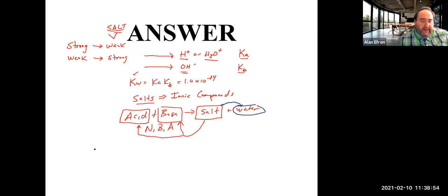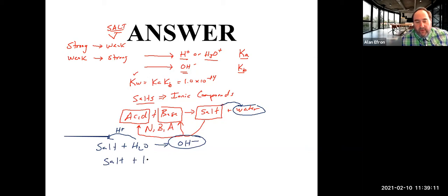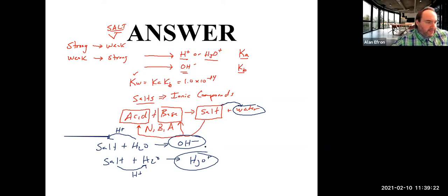So when a salt reacts with water, it will either accept an H plus and produce hydroxide, which would make the solution basic, or if the salt reacts with water and donates the H plus over, it would make H3O plus, and we would expect that solution to be acidic because we produced a bunch of free H3O plus.